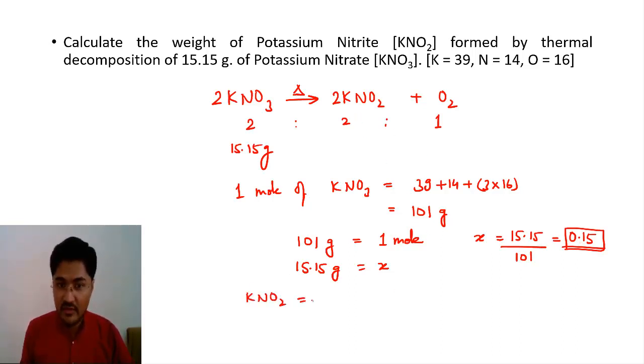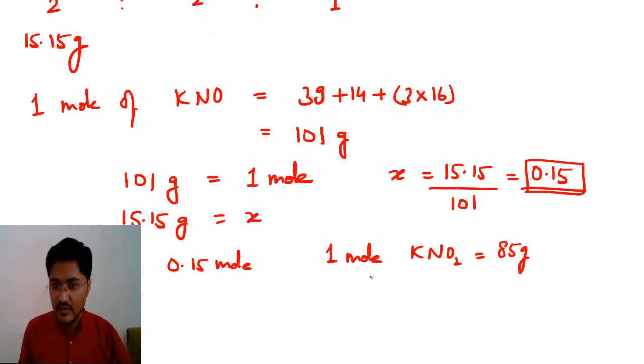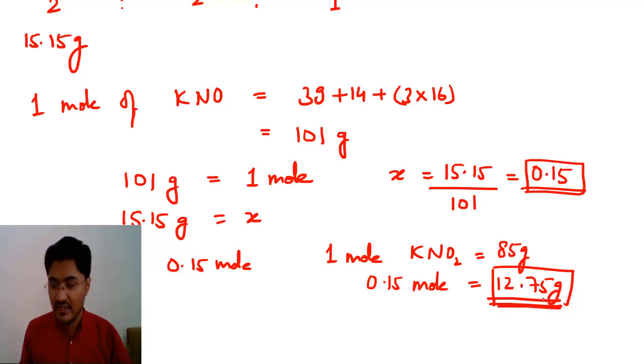KNO2 that will be produced will be 0.15 mole. 1 mole KNO2 is equal to 85 grams, and 0.15 moles will give you 12.75 grams, and this will be your final answer to the question.